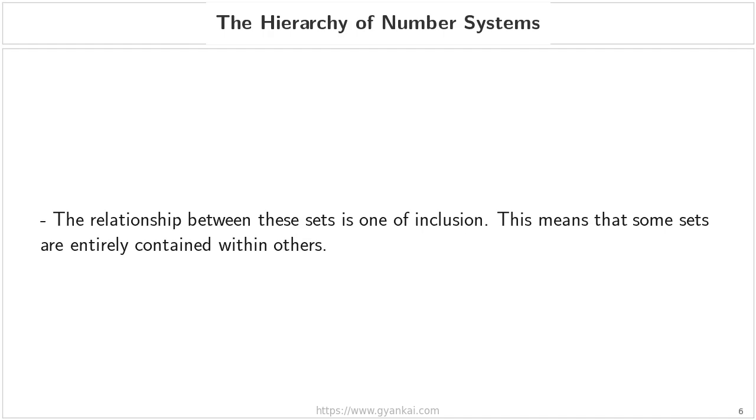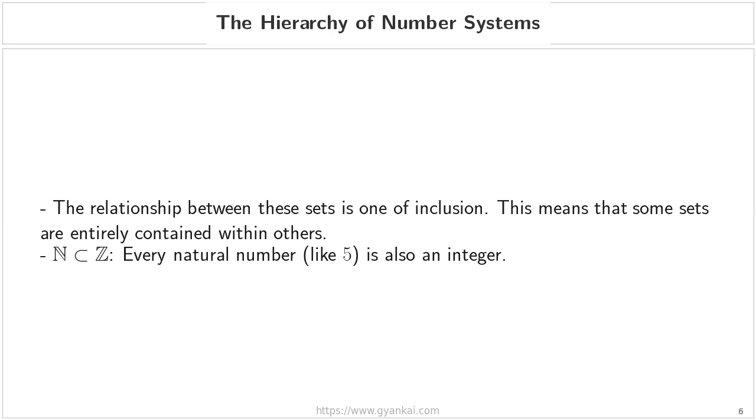The hierarchy of number systems. Now that we have defined each of these number sets individually, natural, integers, rational, and irrational, let's bring it all together to see how they relate to one another. If you look at the first bullet point, you'll see that the relationship between these sets is one of inclusion. In mathematics, this simply means that some of these sets are entirely contained within others, much like how a small box might fit inside a larger one.